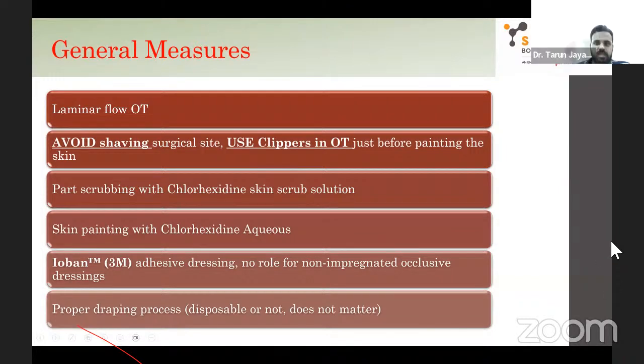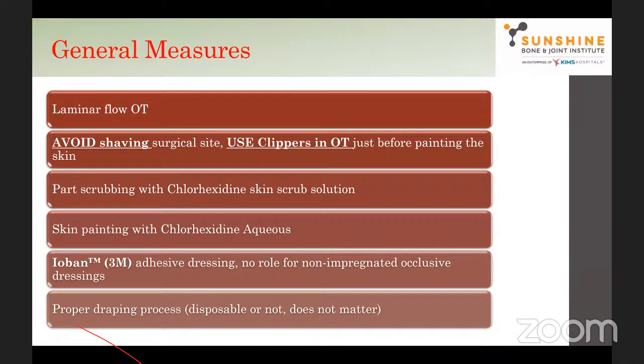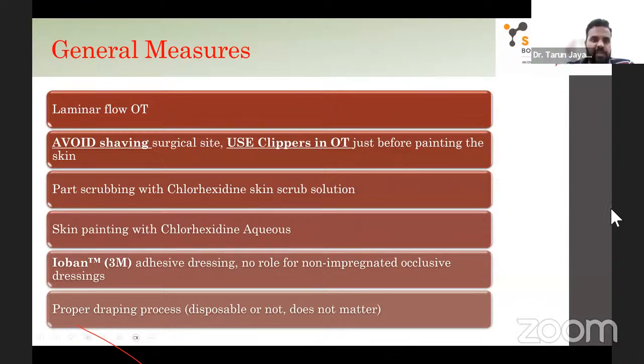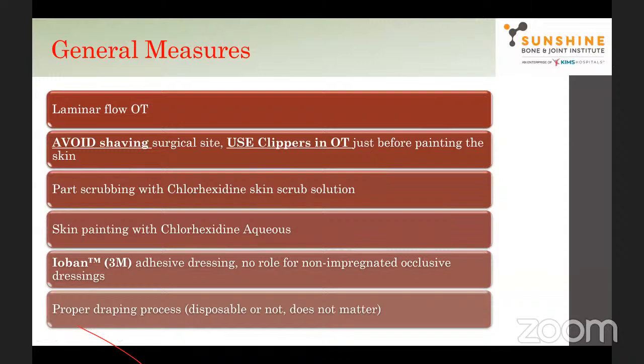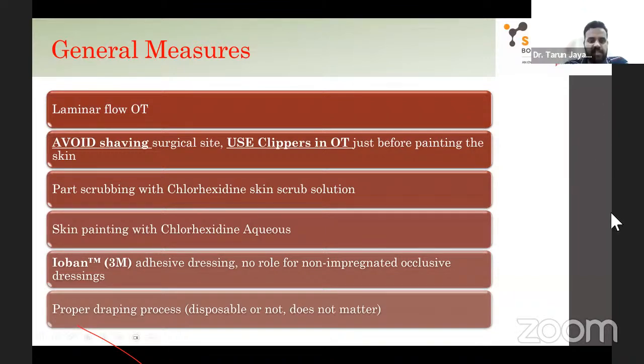So the general measures for infection prevention: our institute has laminar flow OTs. We avoid shaving the surgical site and only use clippers in the OT. Chlorhexidine scrubs and solutions are used for skin preparation, and not Betadine. Point to be noted.